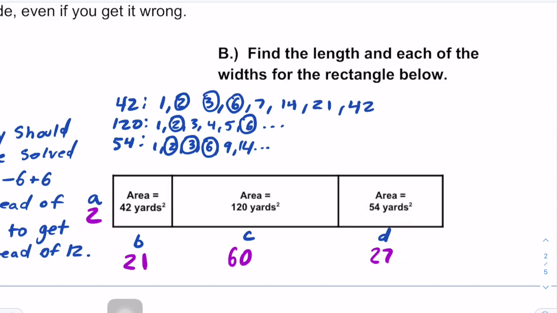The same thing can be done with the number 3, with the number 6, or any larger number that they have in common. And you would be able to find side lengths that would work for this area model.